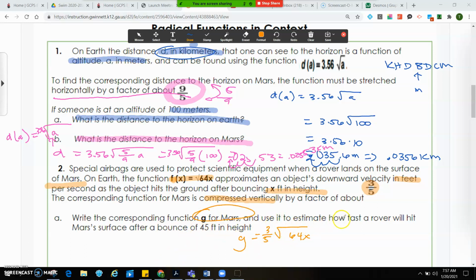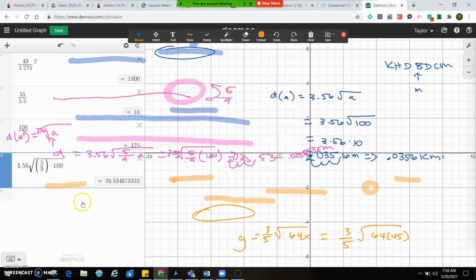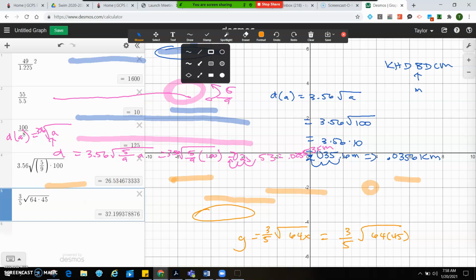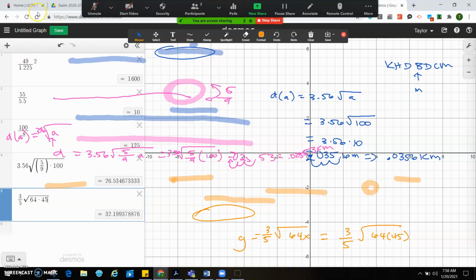Now we're going to use that in order to estimate how fast the rover will hit Mars' surface after it bounces 45 feet in height. So we're going to take 45 and plug it in for x. And then we're going to go into our handy dandy calculator and say 3/5 square root of 64 times 45. And that's 32.2.